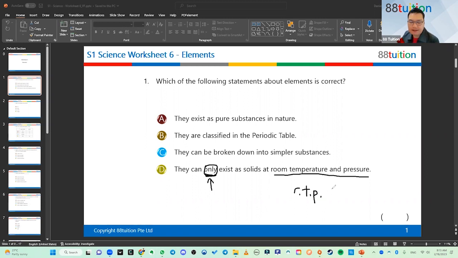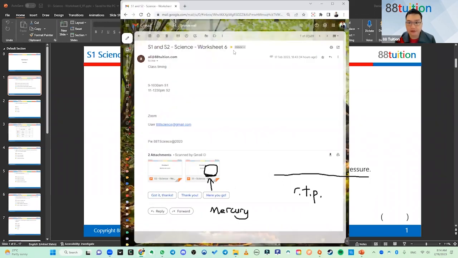Because elements can exist as liquids as well. Look at mercury. You know what mercury is? The liquid that you see in thermometers. Anyway, now they don't use that liquid thermometer anymore. Have you ever seen a thermometer with liquid mercury inside the bulb? Let me see if I can have a screen.